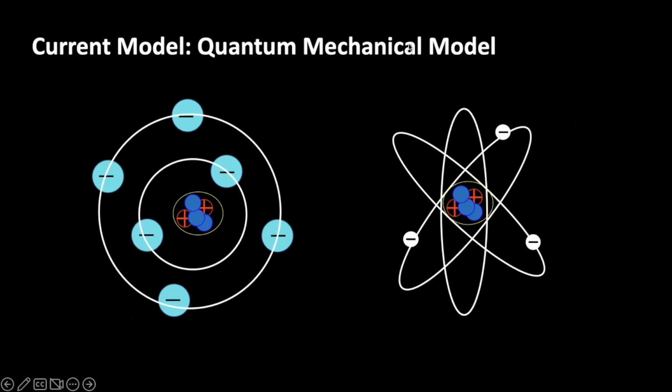So again, here's a larger image. We have the current quantum mechanical model. The center is the nucleus with the protons and neutrons. These are the two images you're most likely to see. We use the one on the left a lot because it's easier for drawing the atom, and also for when we're talking about atoms bonding.